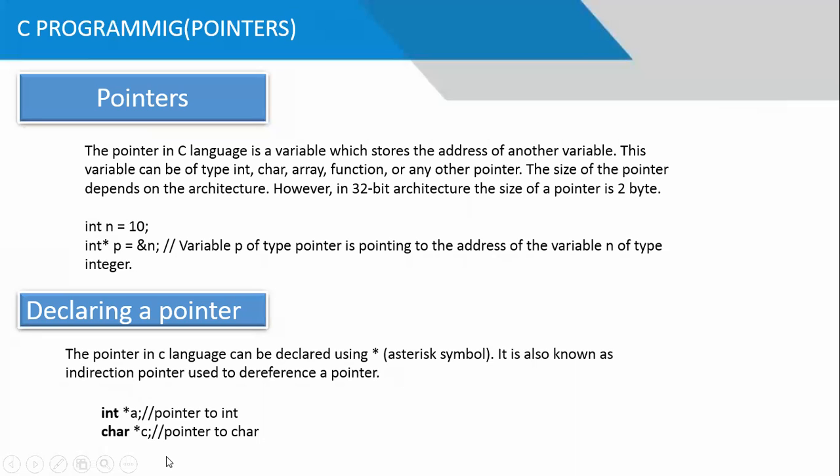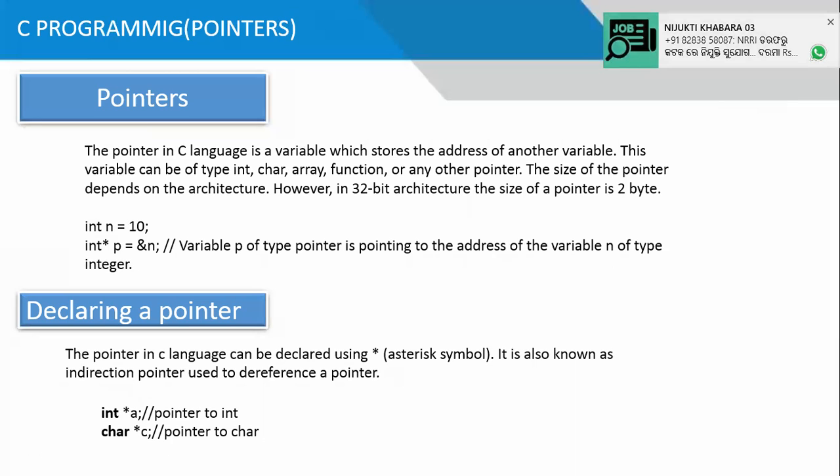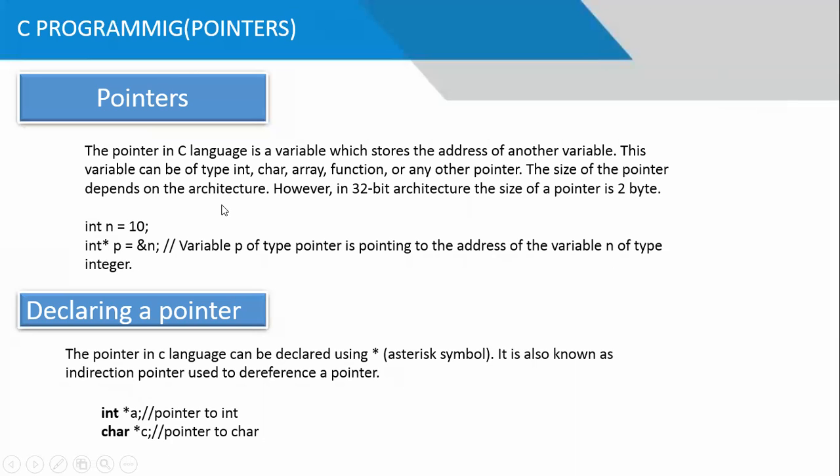Similarly, a variable is just like that. When you store a value, the variable has some memory location, and in that memory location you store the value. So a pointer in the C programming language is a variable which stores the address of another variable.